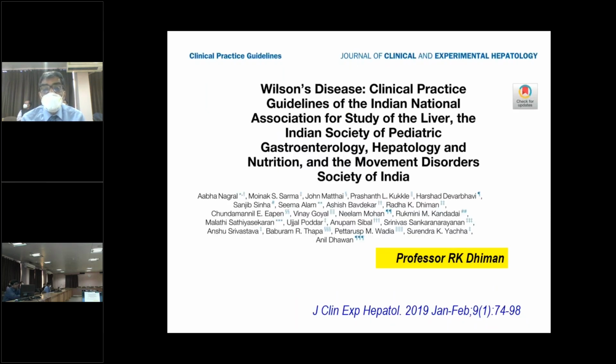A significant note is made that we've been a part of the clinical practice guidelines, the Indian practice guidelines, and here under the leadership of Professor Dhiman, we could form these guidelines. This is the Indian National Association for the Study of the Liver, the Indian Society of Pediatric Gastroenterology, Hepatology, and Nutrition, and the Movement Disorder Society of India, all three of whom have come together and published our guidelines.